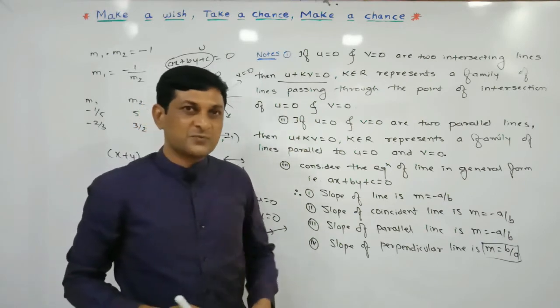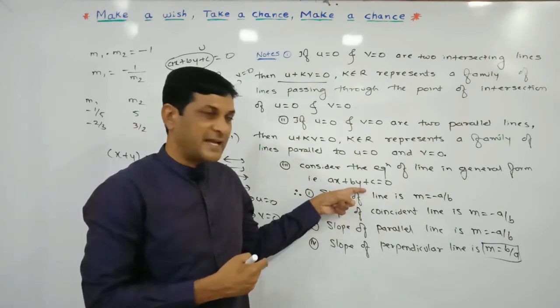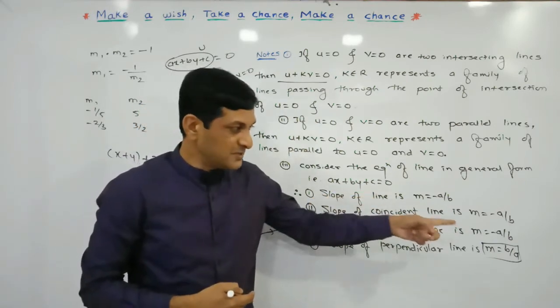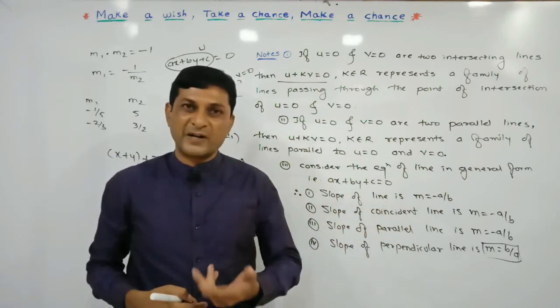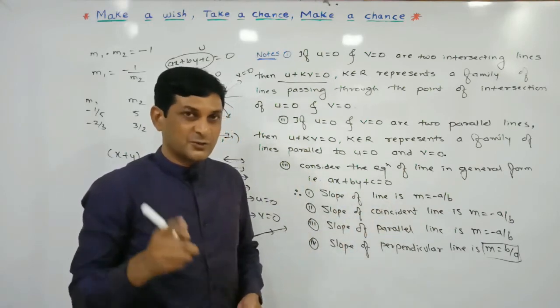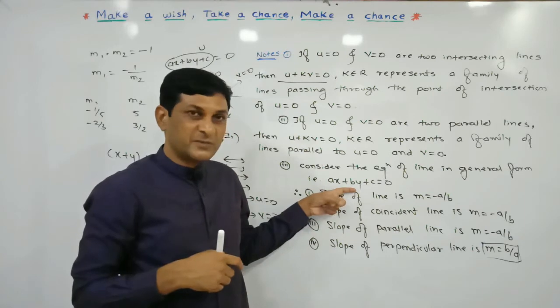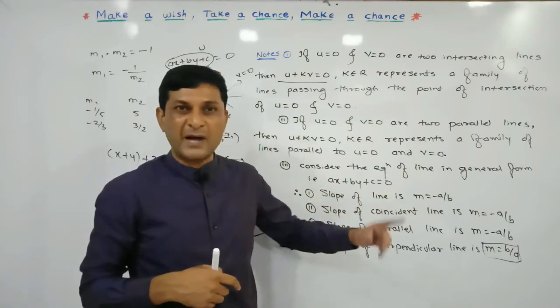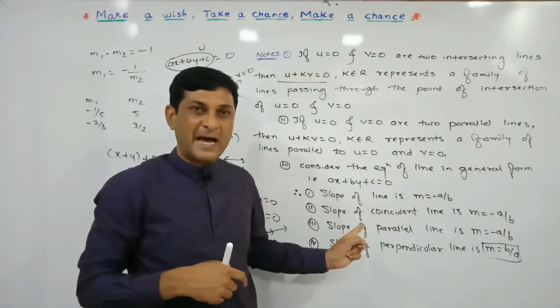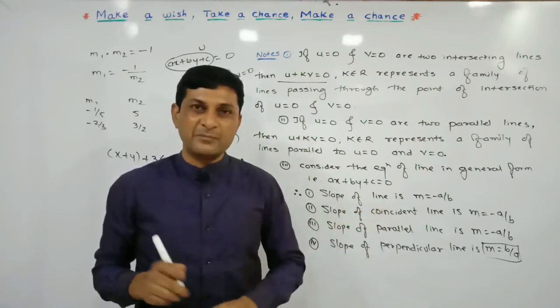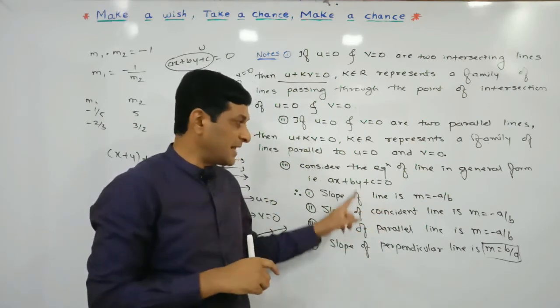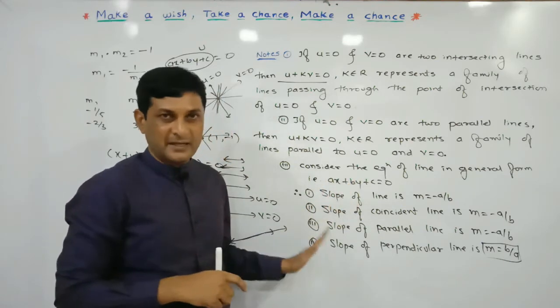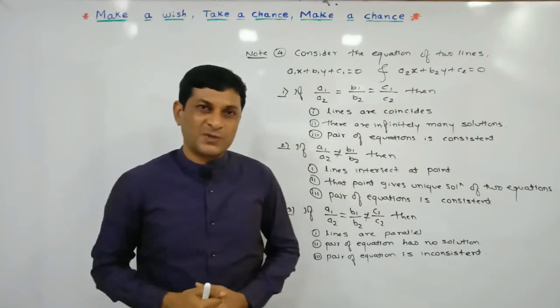So remember this formula directly. If the equation of a line is given to us, then applying this formula directly we are able to find the slope of the perpendicular line. So what is the formula to find the slope of this line? Minus a by b. The slope of a coincident line is also minus a by b. The slope of a parallel line is also what? Minus a by b. But the slope of a perpendicular line is what? B by a.